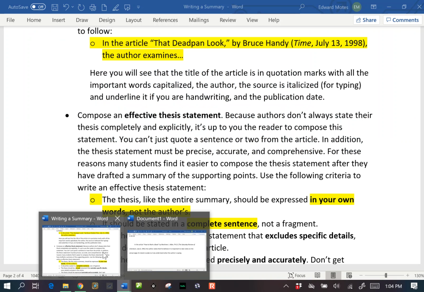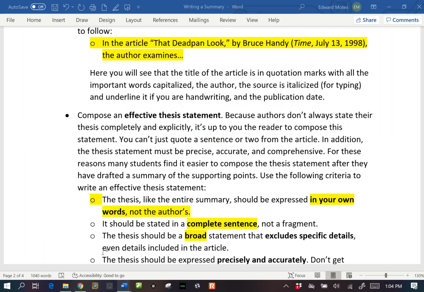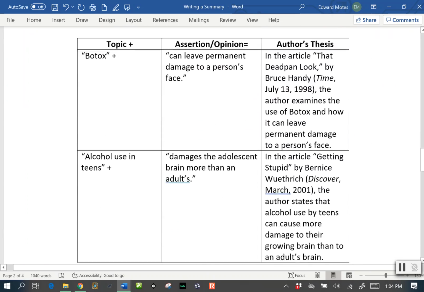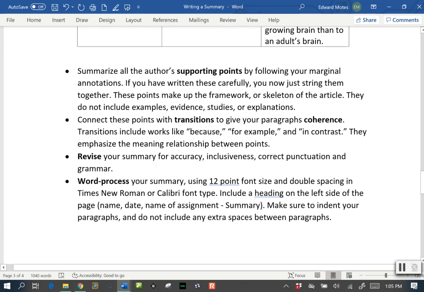I'm going to stop this video here, and then I'm going to finish the last part of this, talking about summarizing your points, in a second video.